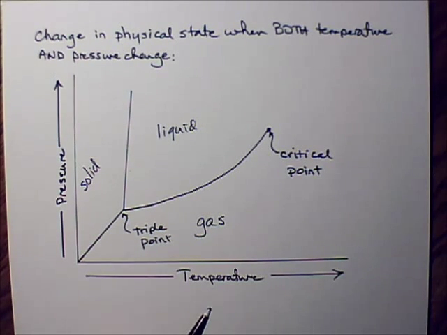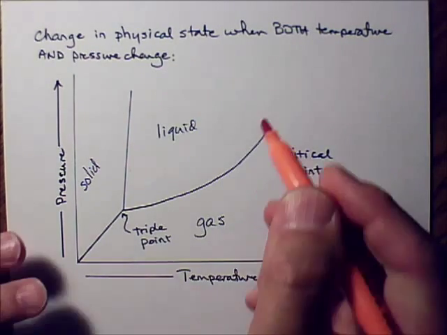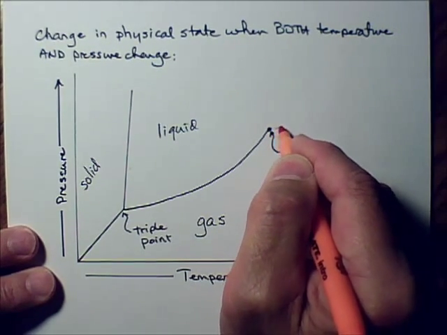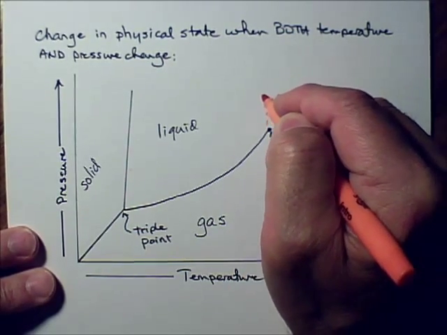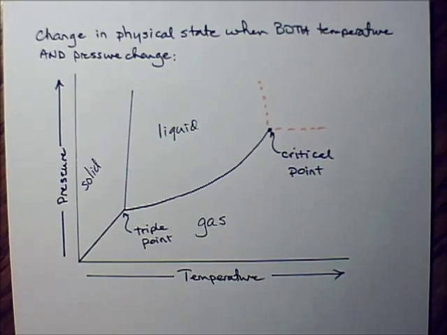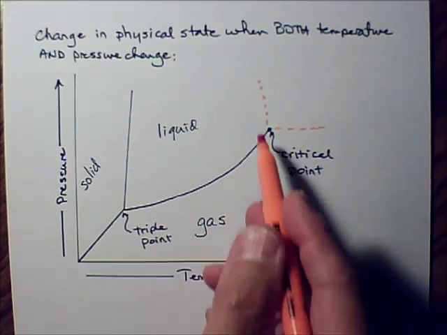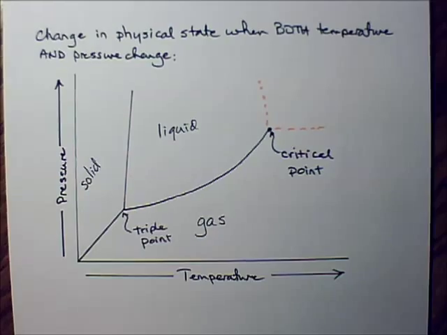So a critical point is the temperature above which a substance cannot be a liquid no matter how much pressure you put it under. So past this point here, there is no more liquid. Now my line kind of leaned back, but it should be a straight line going up.